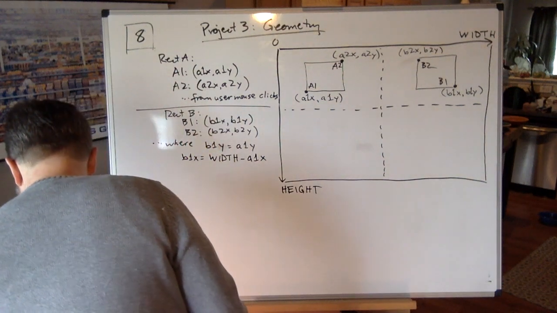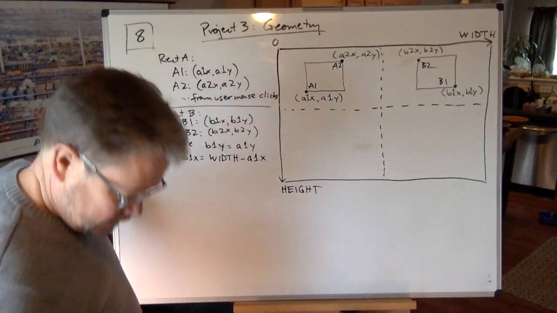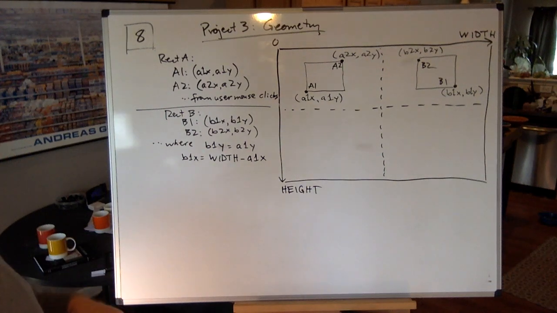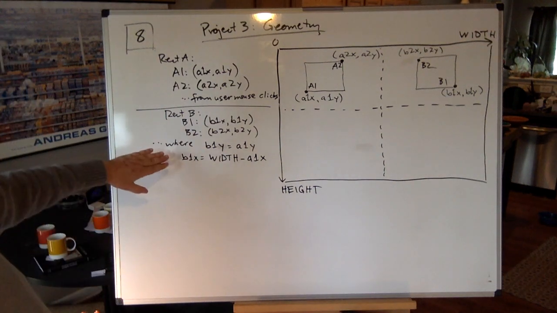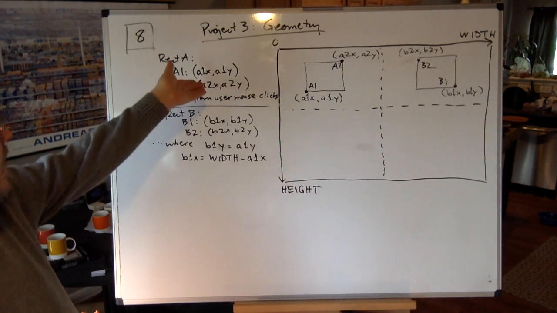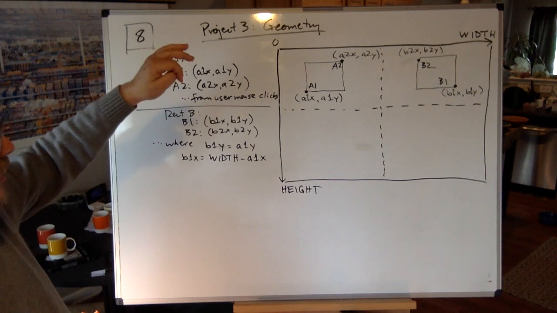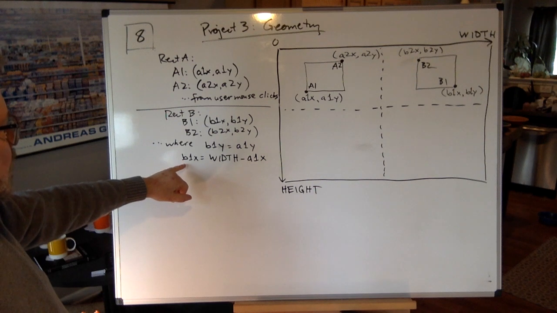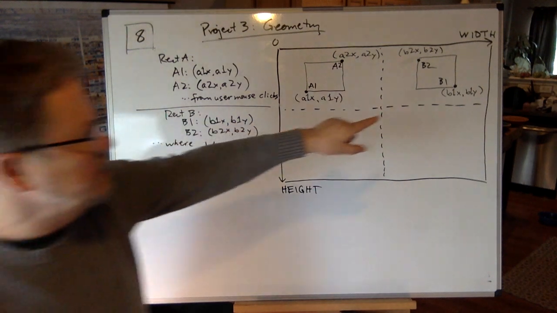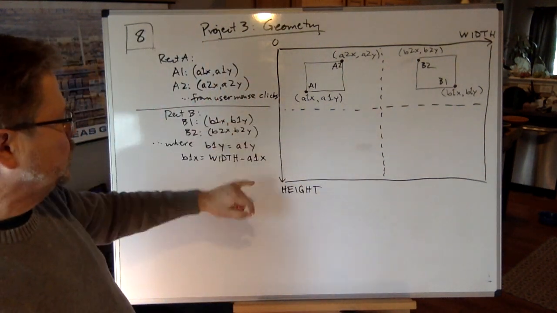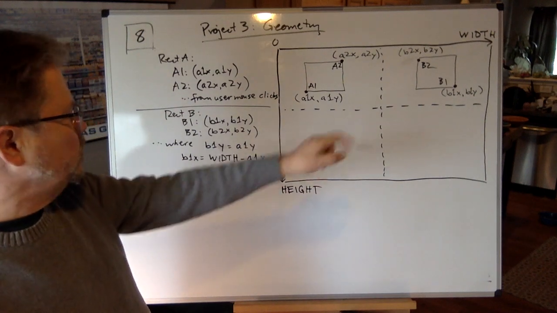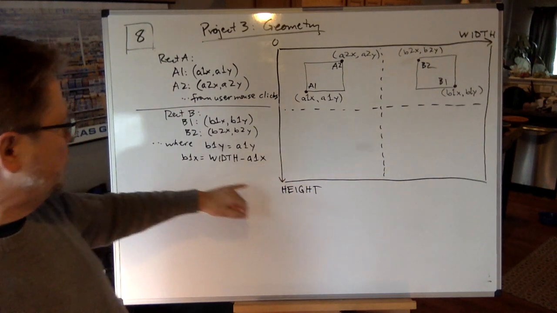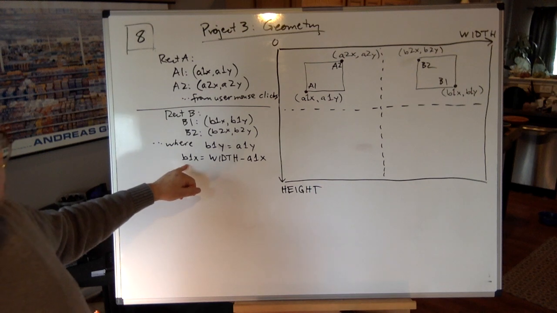I hope I'm not in the way. I think I moved things around a little bit. Now am I out of the way? Here's our formulas. B1y is the same as A1y because they're the same distance from the top. B1x is a little more difficult. Let's see. B1x, I want that to be the same distance from that wall as A1x was from this wall. So I need to go all the way over widthwise and then subtract A1x, and that brings me back to where B1x needs to be.